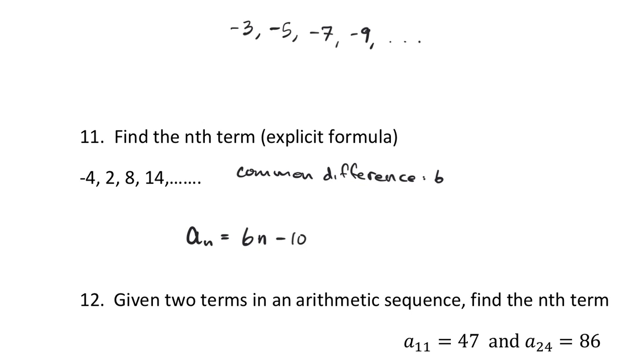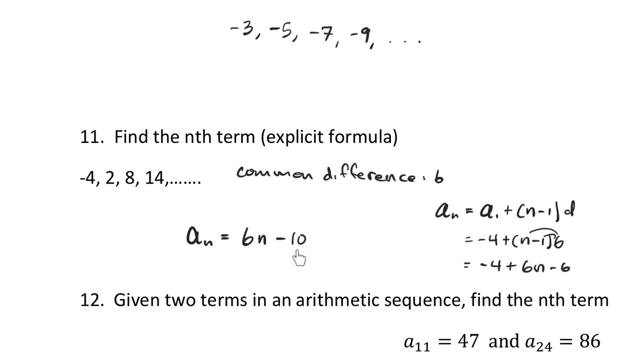Or there will be a formula given on the formula sheet. It's the nth term of an arithmetic sequence. It looks like this, a sub 1 plus n minus 1 times d. So the first term is -4. And the common difference is 6. So if you distribute, you're going to get -4 plus 6n minus 6. Combine the -4 and the -6 to get -10.